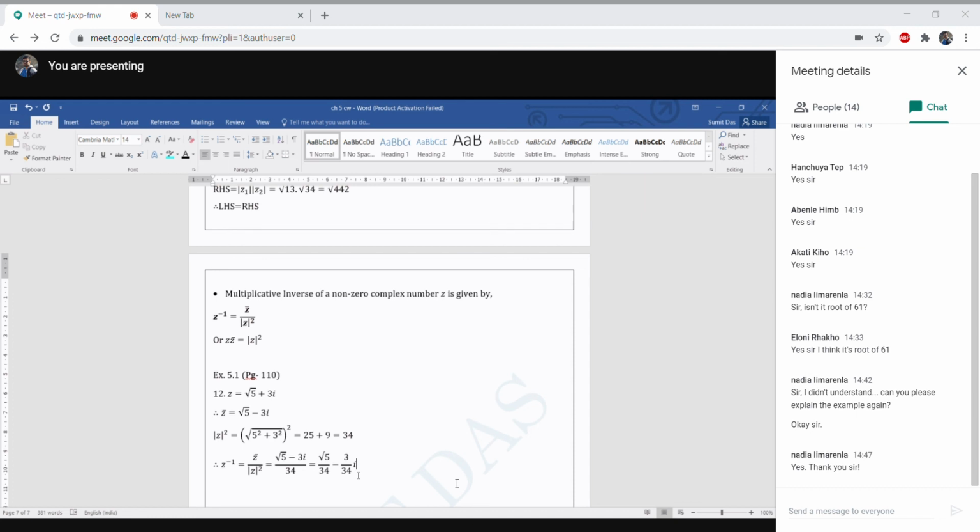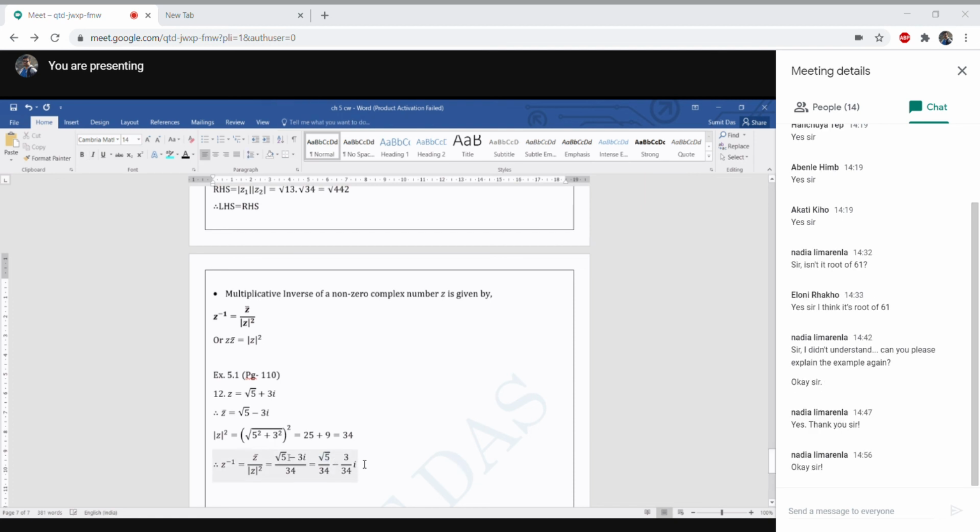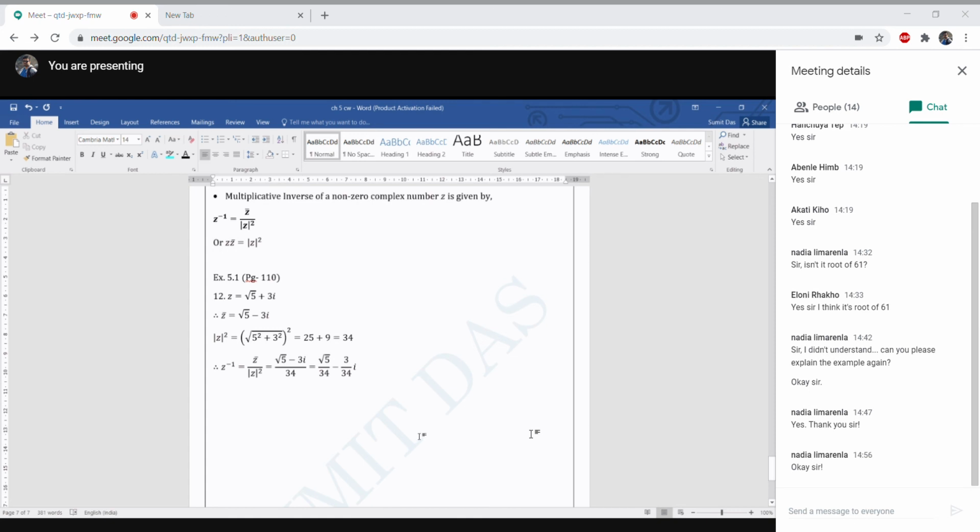Okay, now any doubt regarding this? Better to represent like this. You can end the question here, but better to represent like this. I'll do another problem, that is question number 14. 11 and 13 will be the homework.